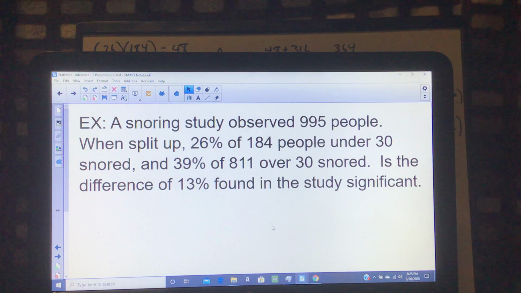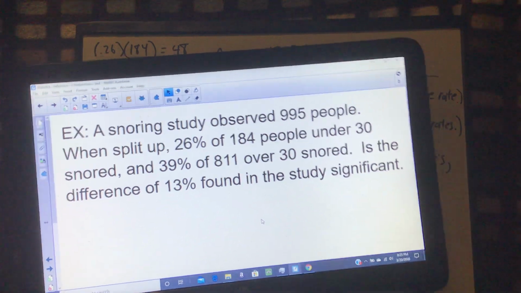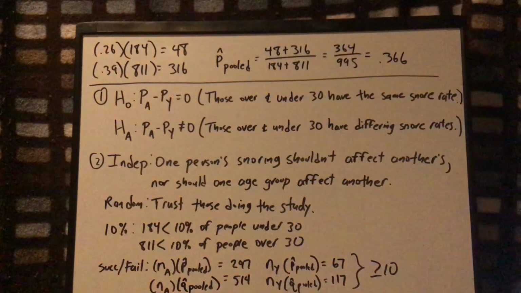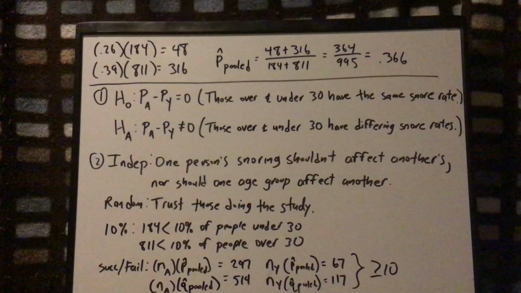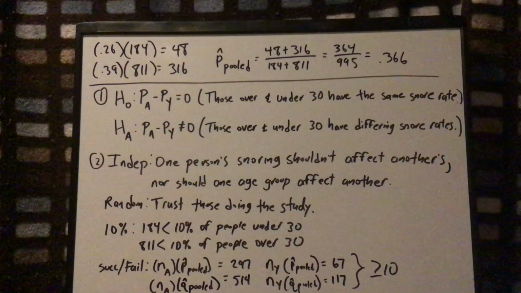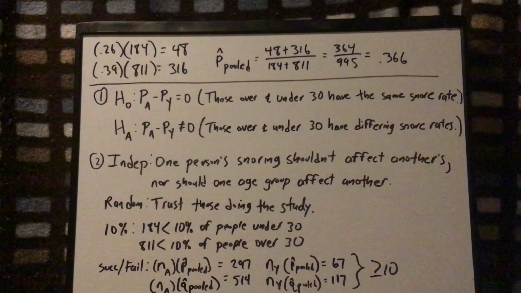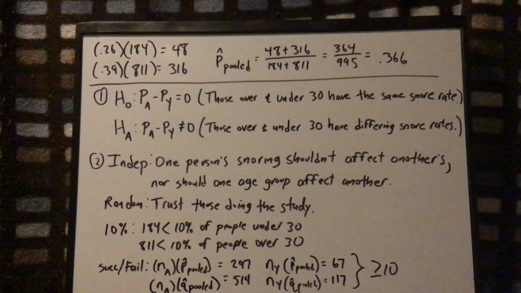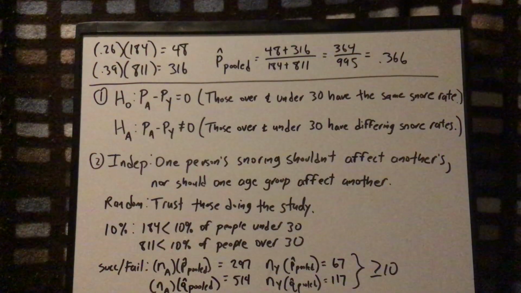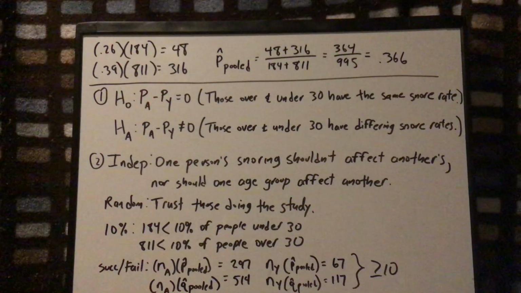All right, so on the board, I have the full procedure. I will explain each part. I talked through the p hat pooled calculation. It's up at the top of the board. So before you do this, you want to get that pooled number. If you're going to run a two proportion test, you need to get the p hat pooled. So the way I found it was I found the number of snorers amongst the young. That's the top left, 0.26 times 184. I found 48. I then found the number of old snorers, 0.39 times 811 was 316.